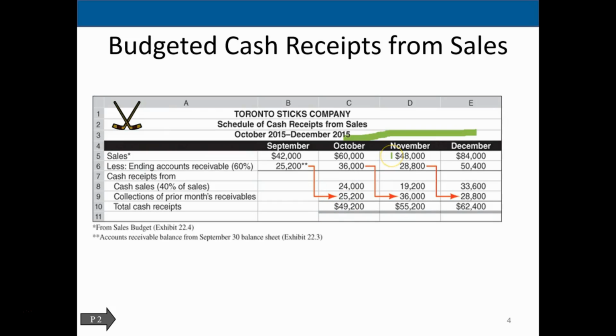If we think about November, same thing. Sales, the work that we did and earned revenue is 48, but we are only going to get 60 of that is what we're not going to get in this case, which is 28.8, and 40% of that is what we are going to get. So of the 40,000 that we sold this month, we're only going to get 19.2 of it this month. The rest of it we're going to get next month. The 28 we're going to get in December.